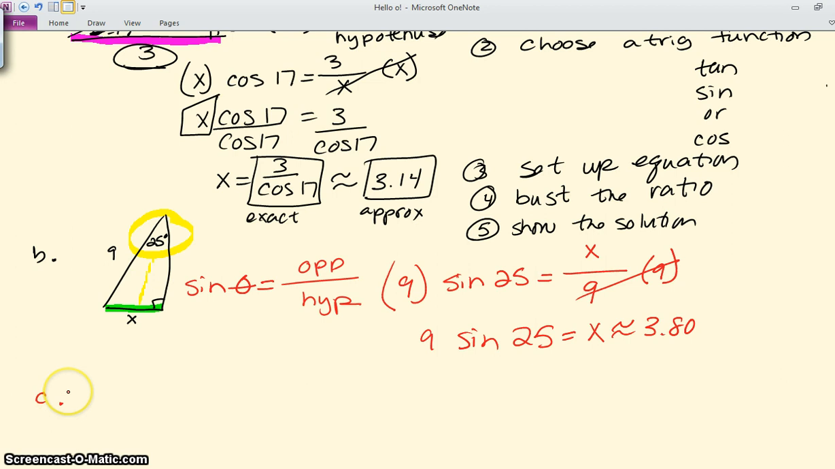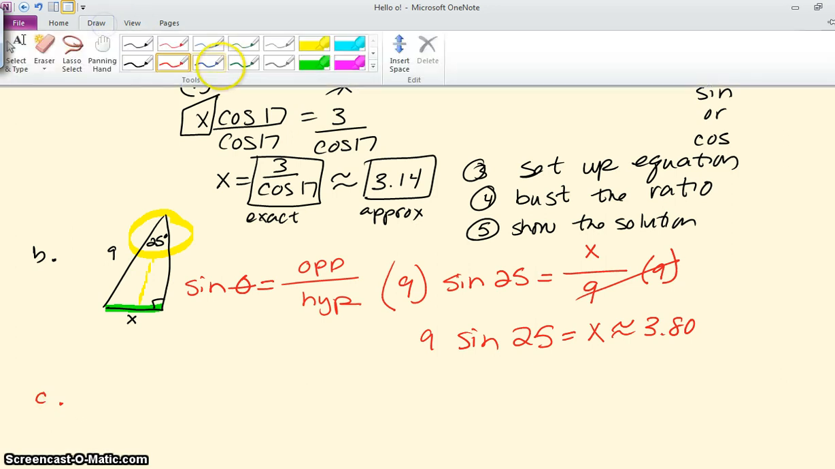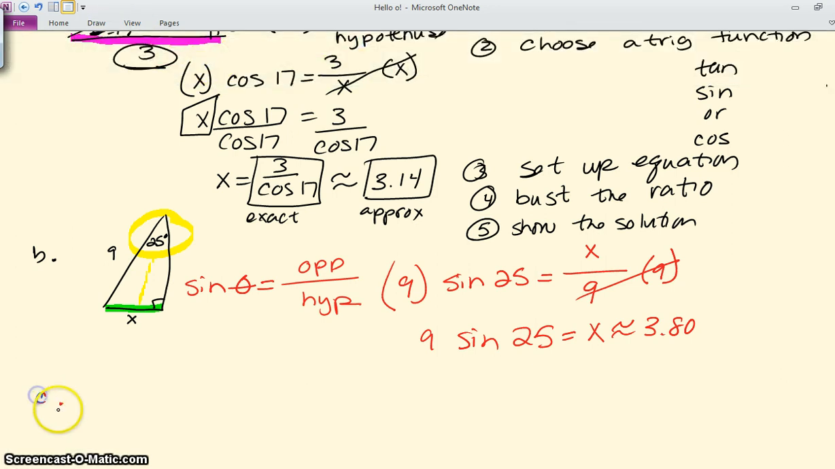In C, we draw the triangle. Oh, this is one of my favorites. I love to see the 45, 45, 90 because x has to equal 5. I know I'm looking at a tangent ratio that is 1 to 1.